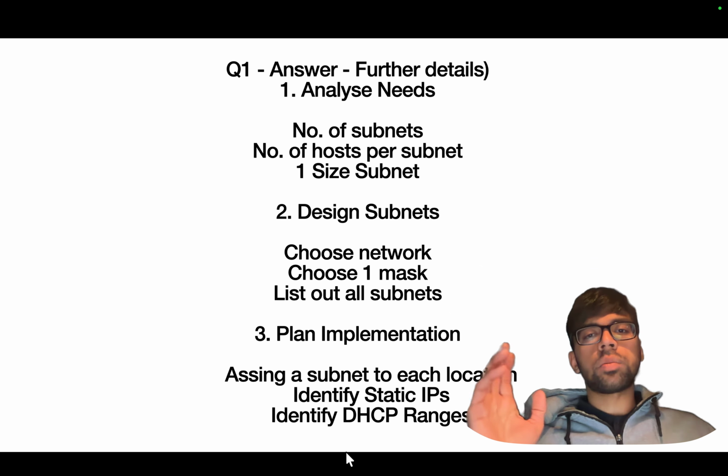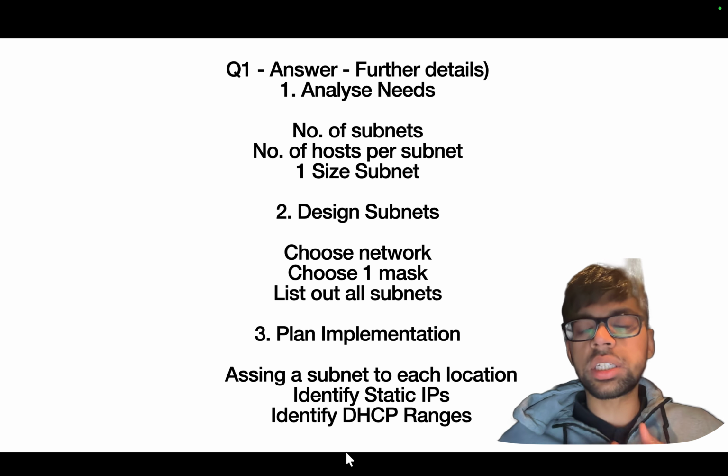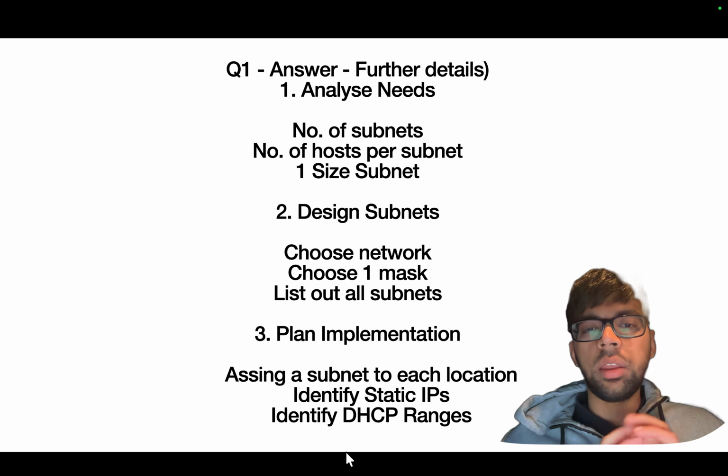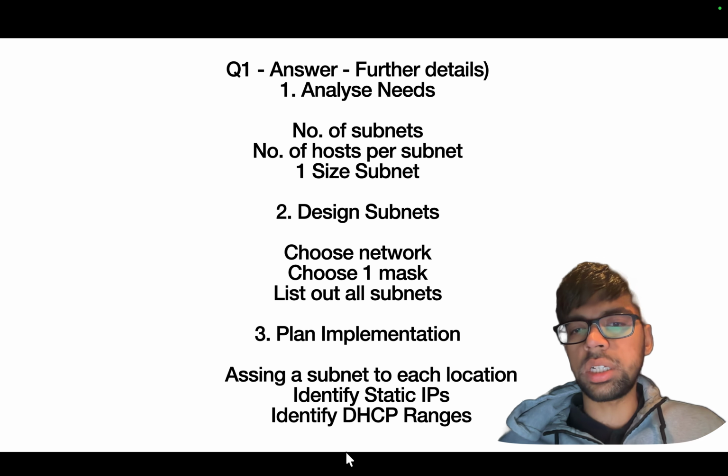Two is designing the subnets. So we need to choose our network, choose the mask, and list out all of our subnets. And then finally, planning the implementation. So we need to assign a subnet to each location.